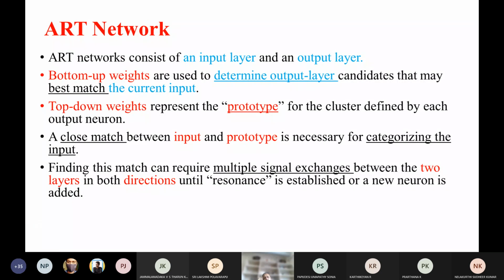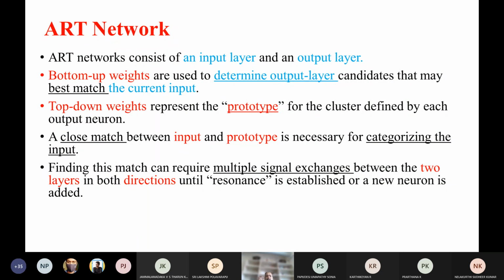The ART network consists of only 2 layers. One is the input layer and the other is the output layer. Since it has 2 layers, it is similar to a BAM network, bidirectional, so it uses both types of weights: bottom-up weights and top-down weights. The ART network uses 2 types of weights. One is the bottom-up weights, which are used to determine the output layer candidates that may best match the current input.